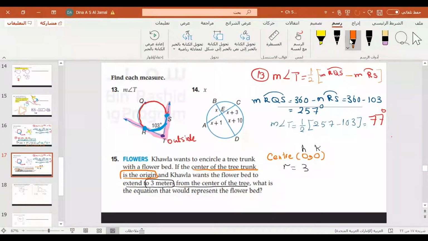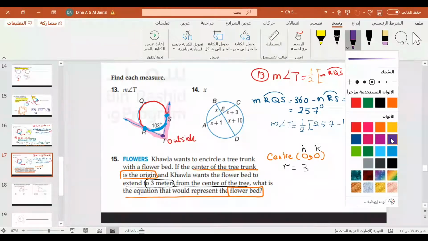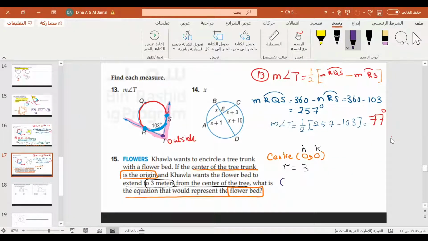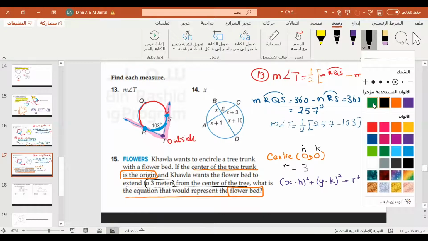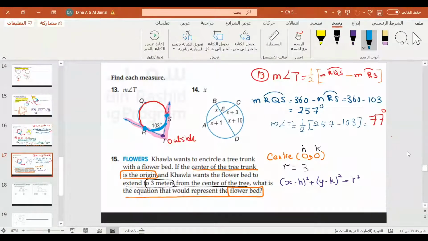What is the equation that would represent the flower bed? That means they are asking you to write the equation of the circle in an indirect way. So let's put the equation of the circle. In general, it is x minus h all squared plus y minus k all squared equal to r squared. Whenever you have a circle on the origin, your h and k are zeros, so directly you can write it as x squared plus y squared. If you didn't know how we get this, just substitute your h with 0 and your k with 0.